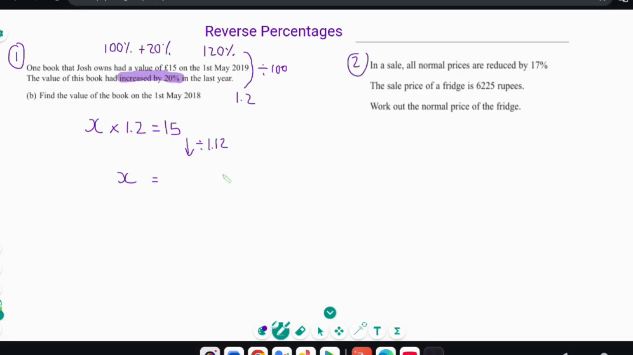And it gives us the answer £12.50. And we can even check that. £12.50 times 1.2, increase it by 20%, and we do get £15.